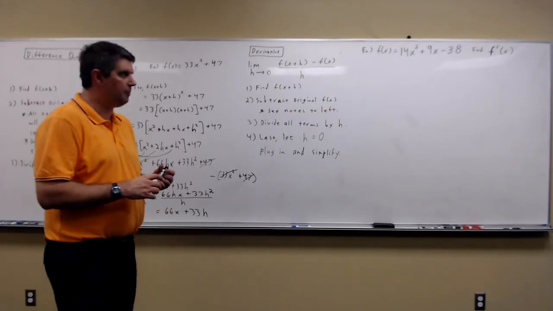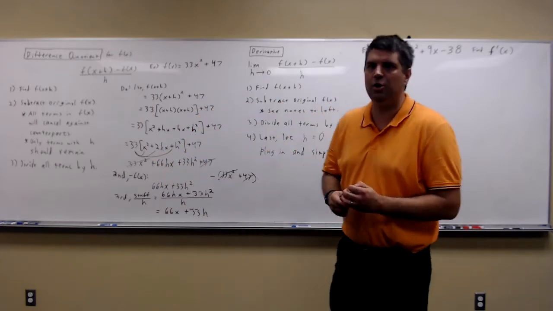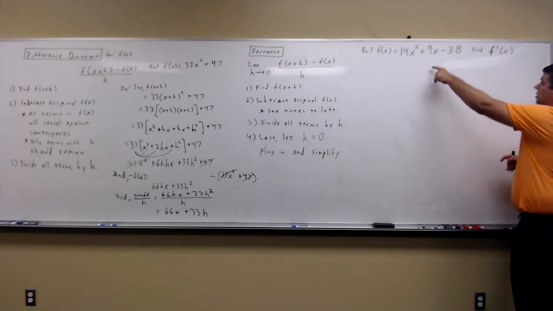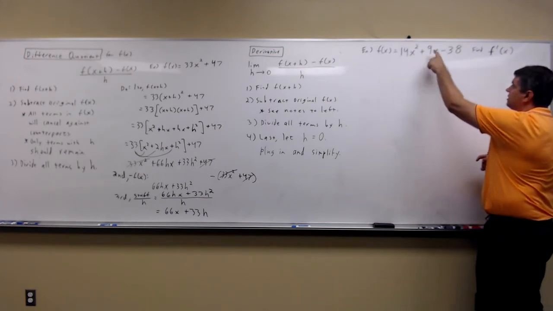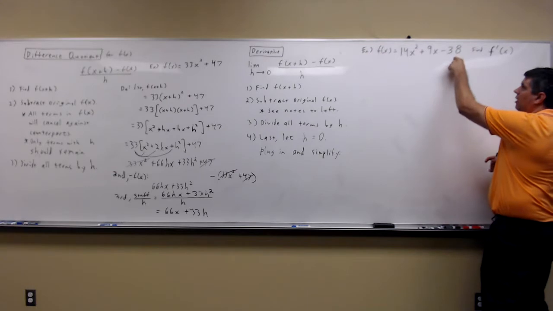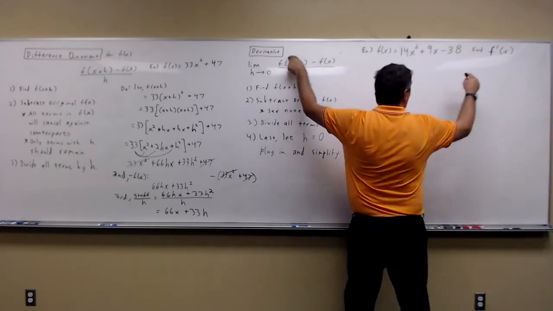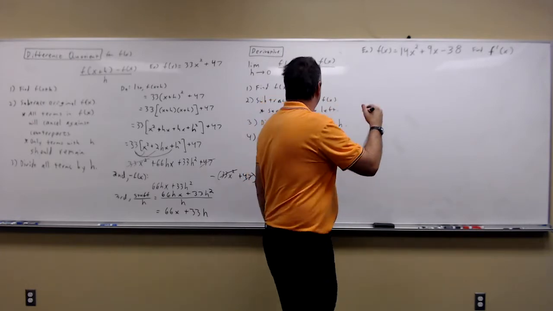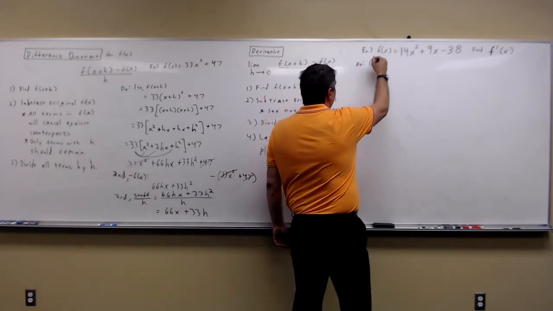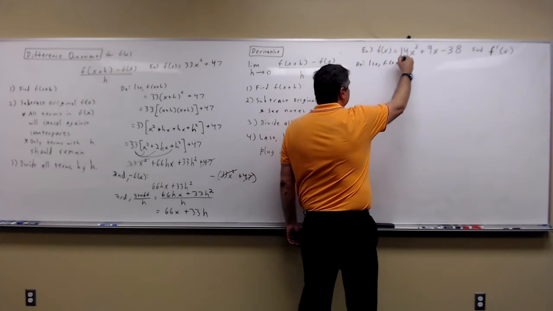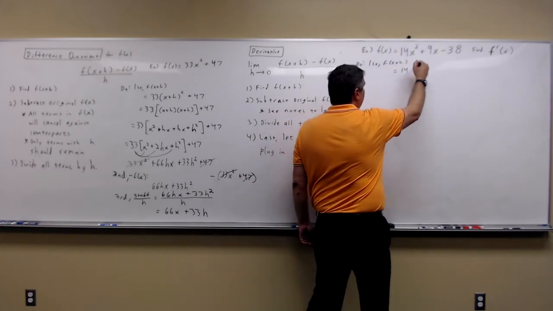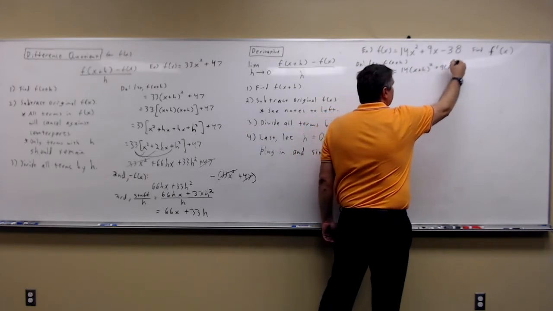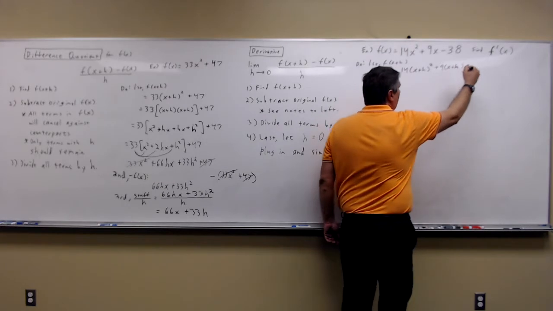Okay, I have moved to the computer, and we are going to find what's called the derivative of this. So f of x equals 14x squared plus 9x minus 38. We're going to look for the derivative, which is called f prime of x, f apostrophe x. So first, we do f of x plus h, which will be 14 times x plus h squared plus 9 times x plus h minus 38.